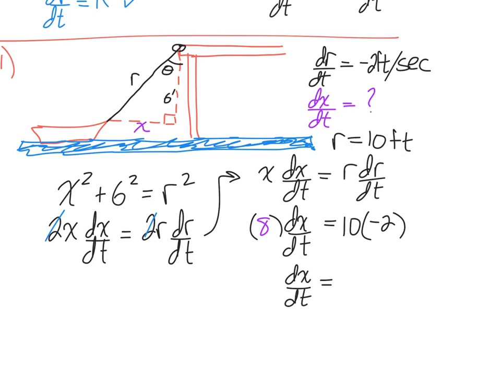All right, so we're looking at negative 20 over 8. So divide top and bottom by 4, talking about negative 5 halves. And that's feet per second. So decreasing by 2.5 feet every second.